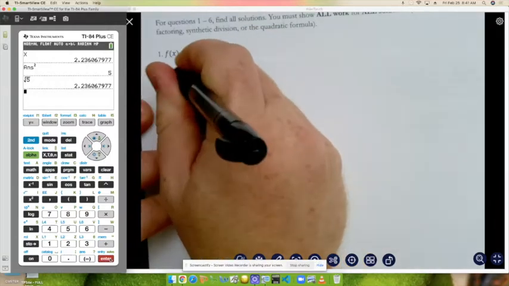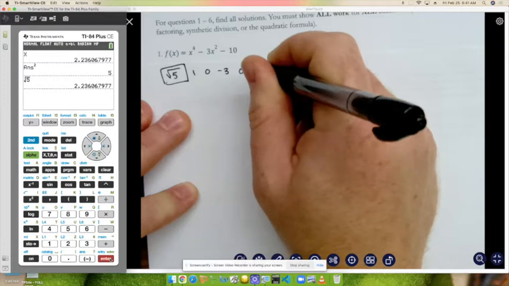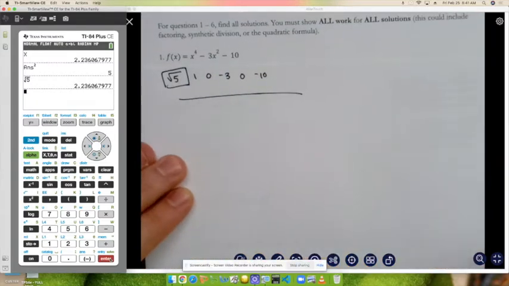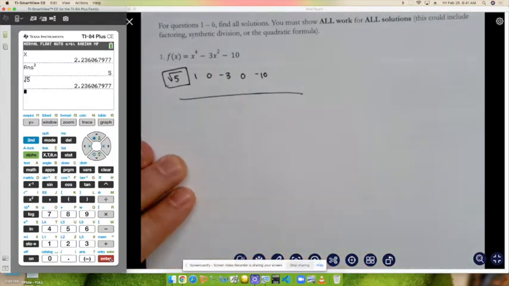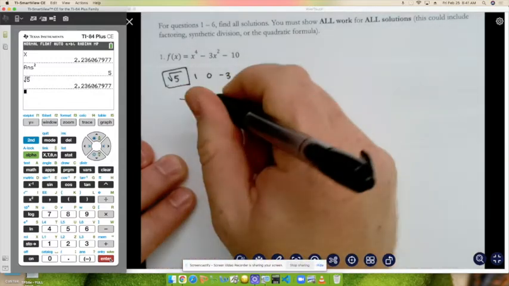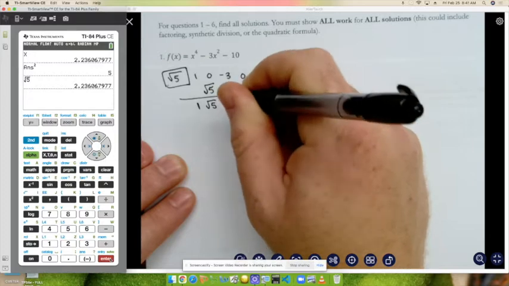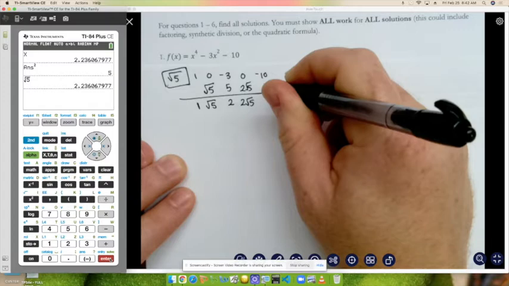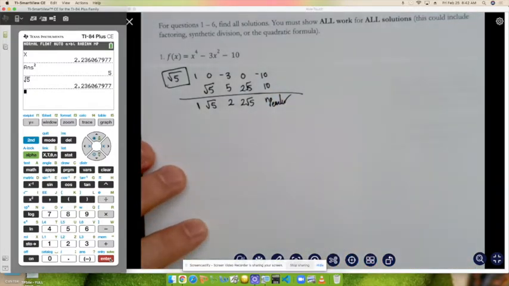So if I'm right about that, then I'm going to put square root of 5 in the box and do synthetic division on the polynomial. Now, don't forget to put zeros in as placeholders where there are no terms listed. So like the linear and the cubic term are missing. All right, synthetic division: you bring the 1 down, times the number in the box, add the column, times the number in the box, add the column, times the number in the box, add the column. 10 plus negative 10 is no remainder. So the square root of 5 is indeed a solution.